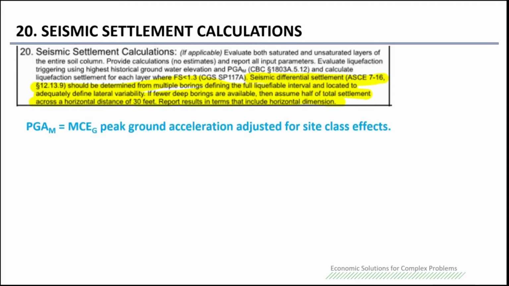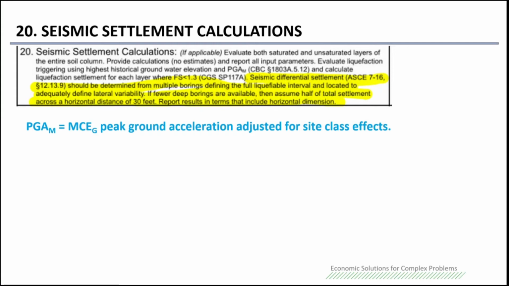Another thing is the PGAM. That will be based on the geomean maximum considered earthquake. So you will get from the map the peak ground acceleration, and you need to adjust that for site class effects. For the ASCE 7-16, in my previous video, I mentioned the factor to adjust the site effects, the FPGA actually increased roughly 10 to 20% compared to the previous version, ASCE 7-10.